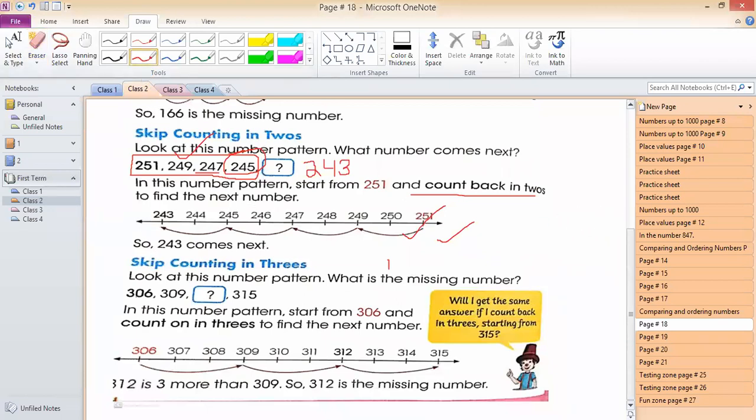This is 306, 307, 308 and 309. So we count in threes, we get the next number, 309. After 309, what will come? 310, 311 and 312. So 312 is the answer. And because the series is arranged from smallest to biggest, we are only counting on in threes. Clear, guys?